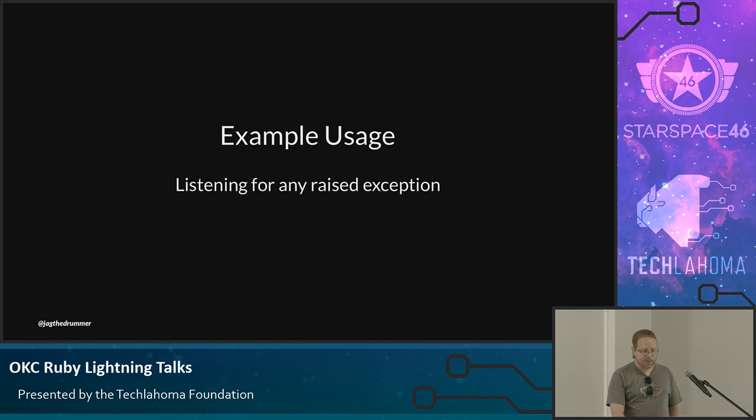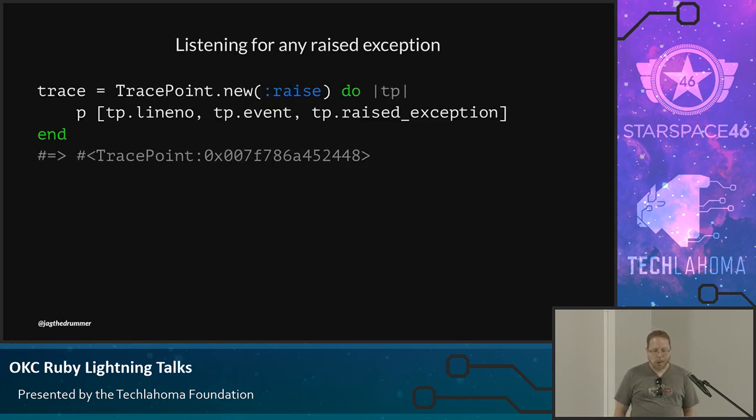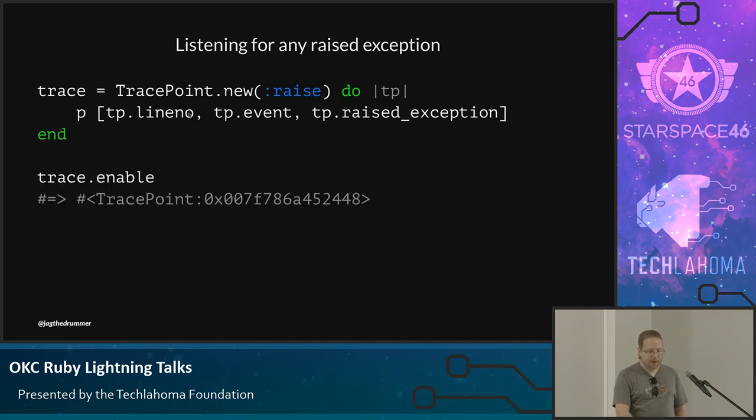So here's a real quick example usage. Like I mentioned, you might want to listen for any exception that's ever raised anywhere within your program. And so you do that something like this. You would create a new TracePoint, and the :raise symbol that's in there is telling it that you're interested in any raised exceptions. And then you get a block where when the event happens, you're going to be passed in a TracePoint object that then tells you a little bit of information about the event that's happened. And in this case, we could print out the line number, the event, what type of event it is, and what the exception that was raised is.